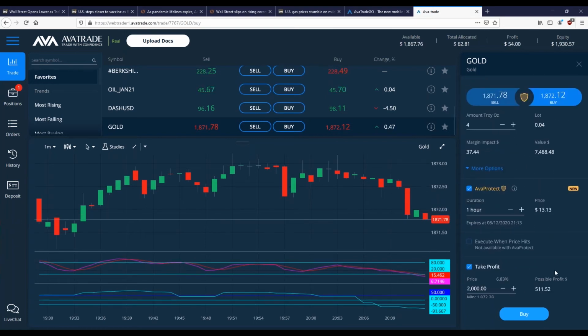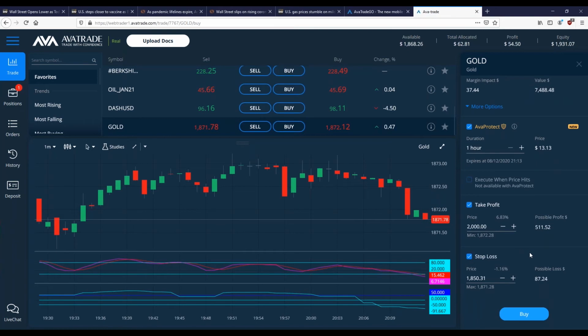Okay, so now I'm in full control of understanding my risk with my trade size, with my stop loss, with this platform, with the AvaTrade Go app or the web trader platform. I know before I buy to my stop loss price, assuming there's no slippage past or it doesn't gap past, if it closes at or near this price, that's my risk.